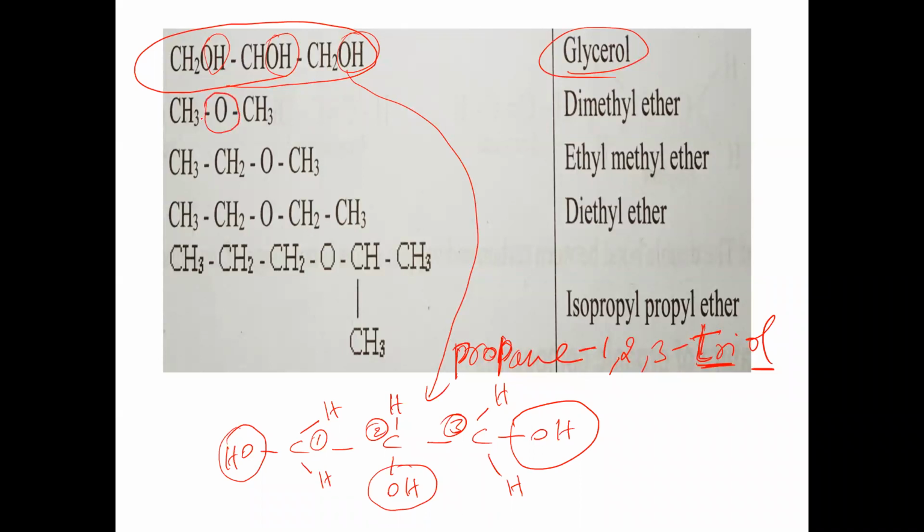Next, if you take CH3 O CH3, here bond O bond is there. This bond O bond is called ester or ether? What is this called? Ether.